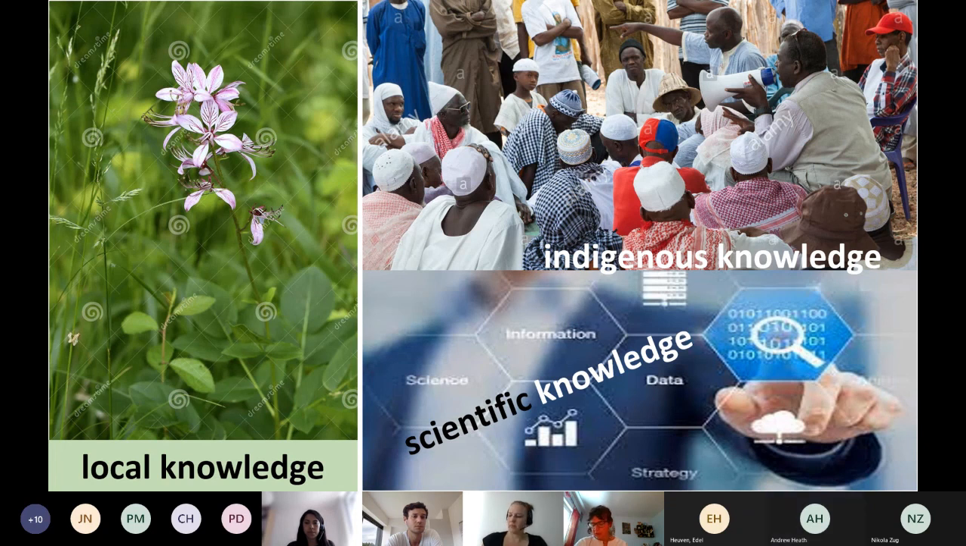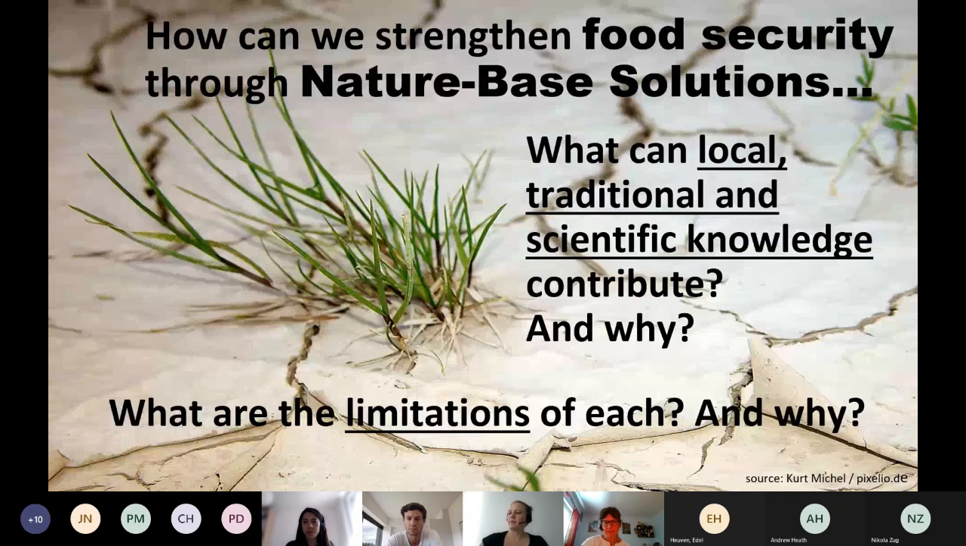I want to give you already the questions for the breakout groups so that you are already tuned in a little bit. What do we want to discuss in the smaller groups where everybody, I hope, will have a chance to share knowledge and experience? So we have chosen the questions: what can local, traditional, or scientific knowledge contribute to food security, nature-based solutions? And what are the limitations of these different knowledge systems? What do you see? What is your experience? Please share later in the group.